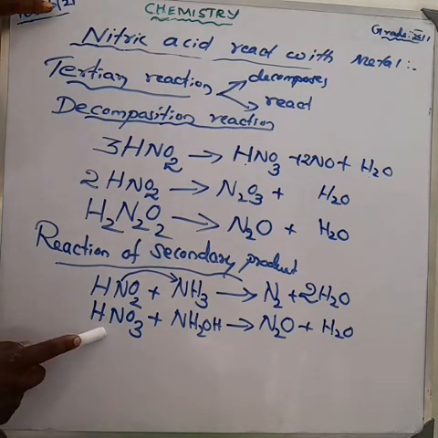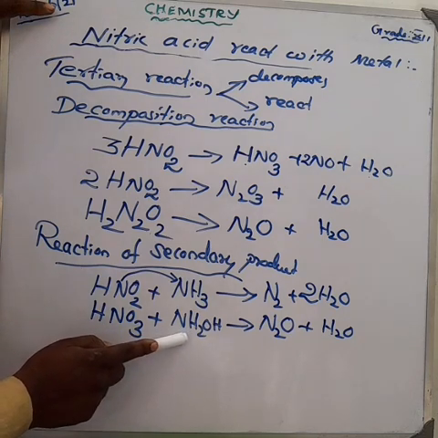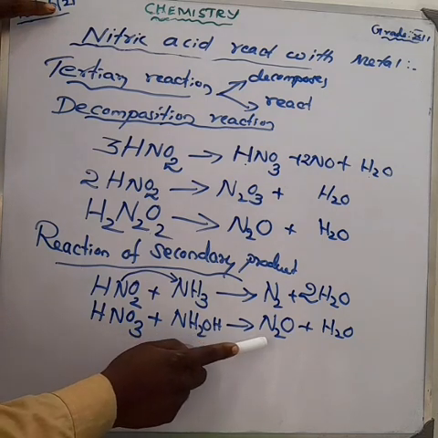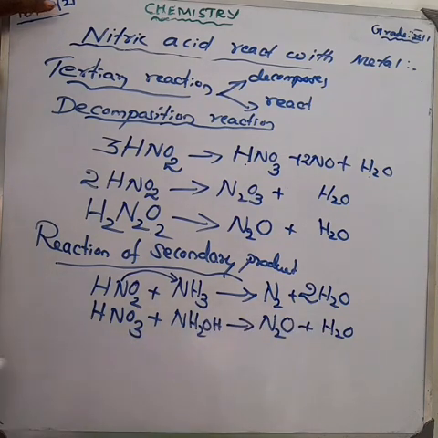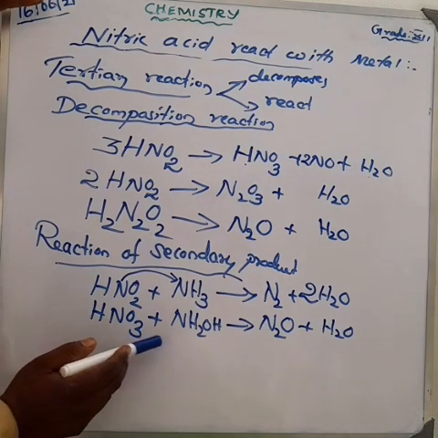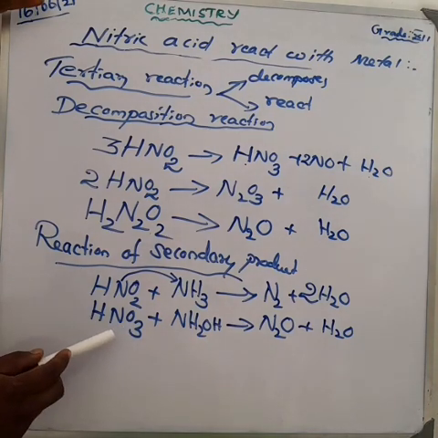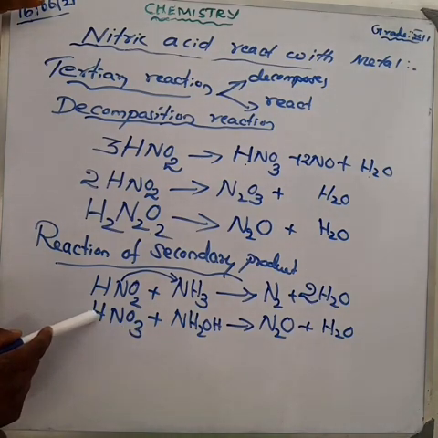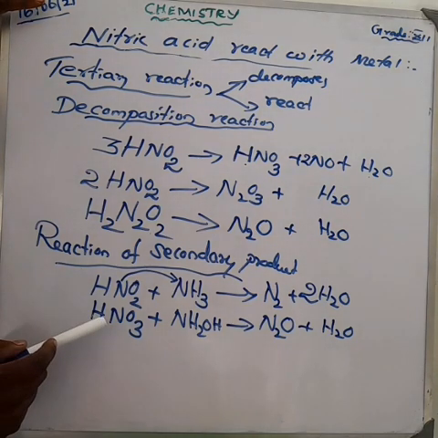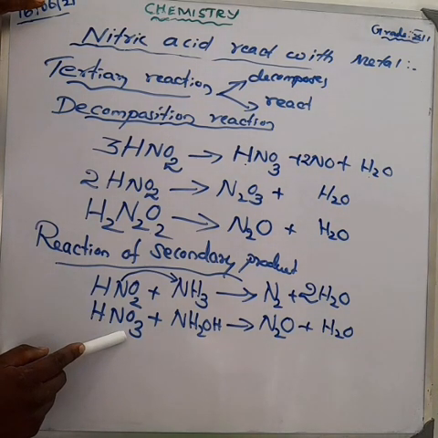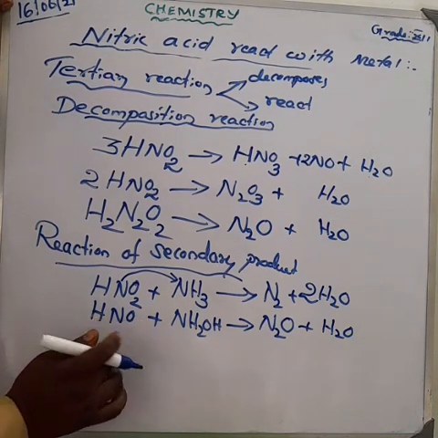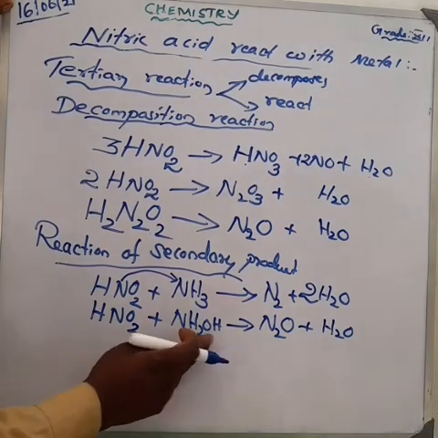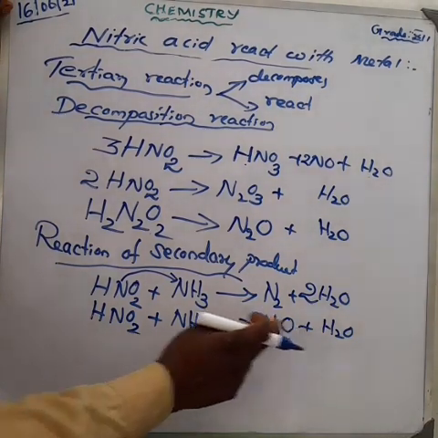Here, nitrous acid reacts with hydroxylamine, we get N2O, that is nitrous oxide, and also we get water molecules. How can you balance the equation? On the reactant side, they are having 3 oxygen atoms, HNO2. Am I right? HNO2, nitrous acid, reacts with hydroxylamine, that is NH2OH. We get N2O and water molecules.